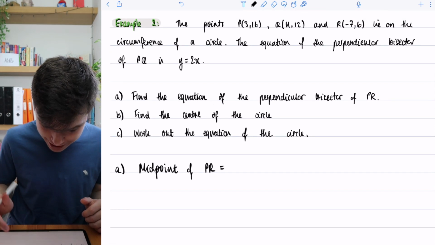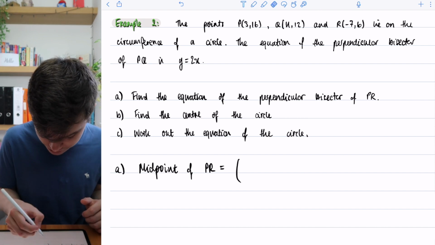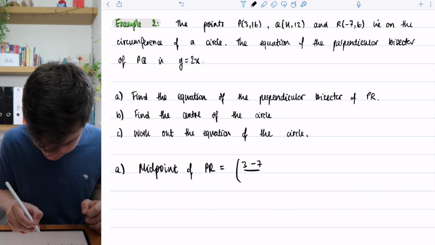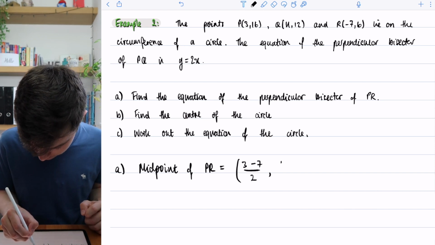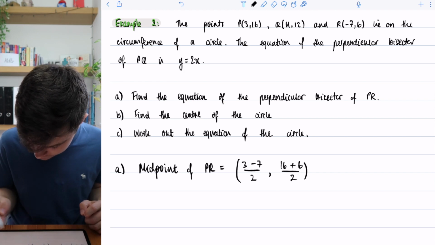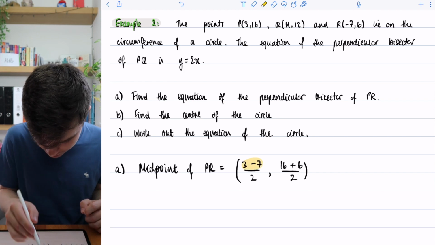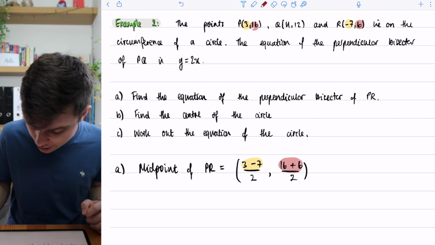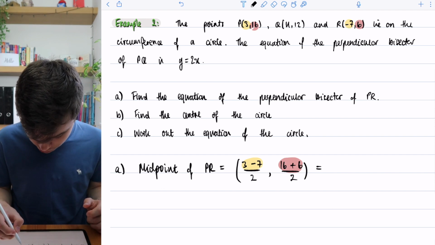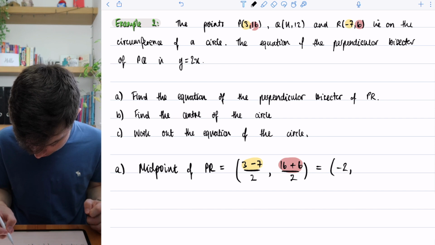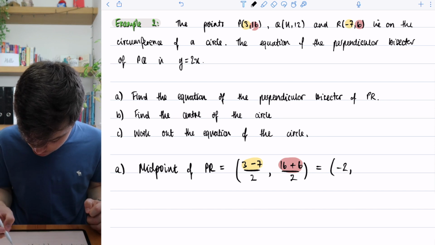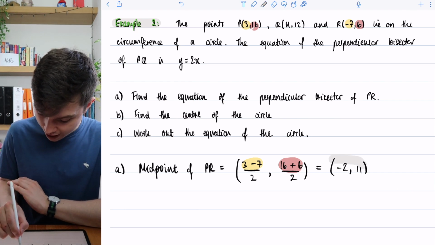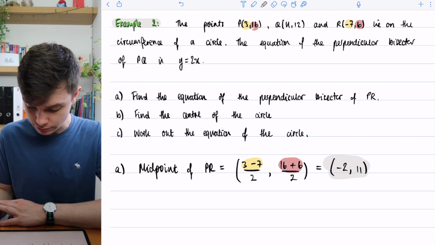The midpoint of PR, I will just add the x coordinates together. So from P, that gives me 3, and from R, that gives me minus 7. Divide that by 2, and then we'll have 16 plus 6 divided by 2. This came from the 3 and the minus 7, and then this came from the 16 and the 6, okay? And when I do that, I'm going to get minus 2, and that's going to give me 22 over 2, which is 11. Is that right? Yes, it is. Okay, so that's the midpoint of PR. We're going to need that in a minute.